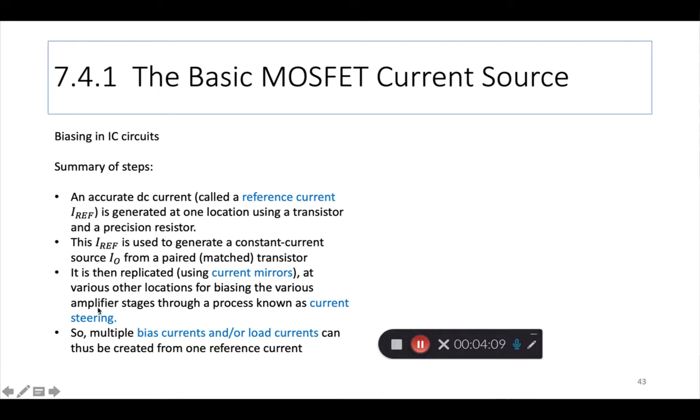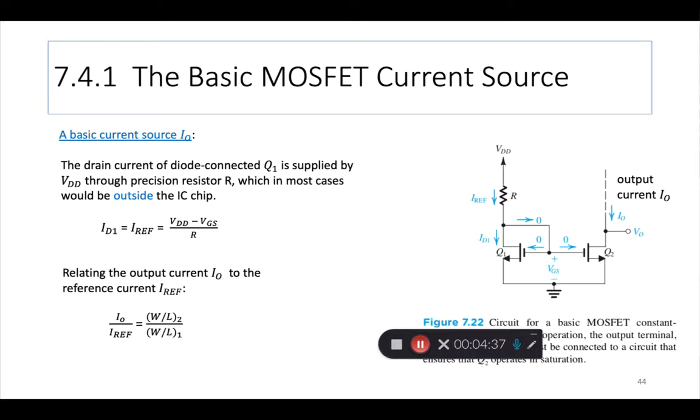You know what steering is? Steering means driving a car, steering a car, right? So you can take this current and take it anywhere else on the IC. So the last step then, or the conclusion, is that multiple bias currents or load currents, sometimes these are bias currents, sometimes these are load currents, they can all thus be created from one reference current. All right, so that was the introduction of the summary of all the steps.